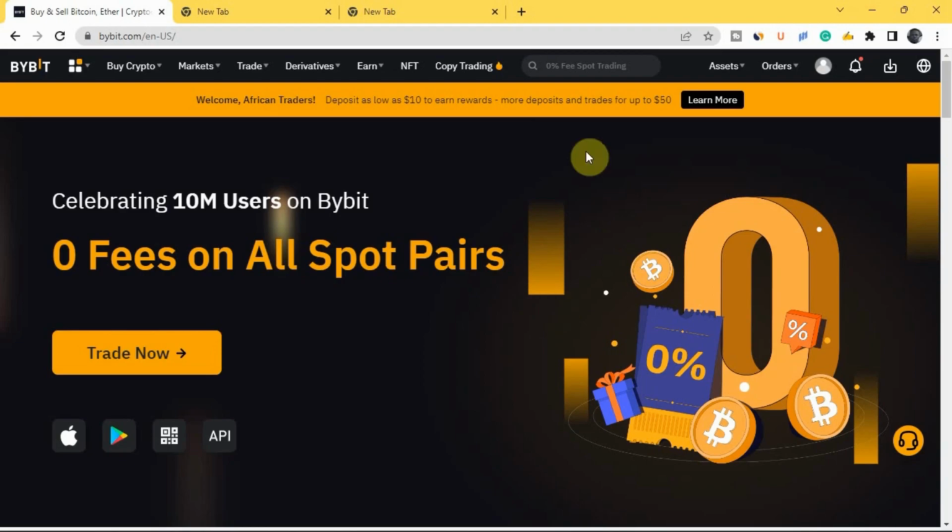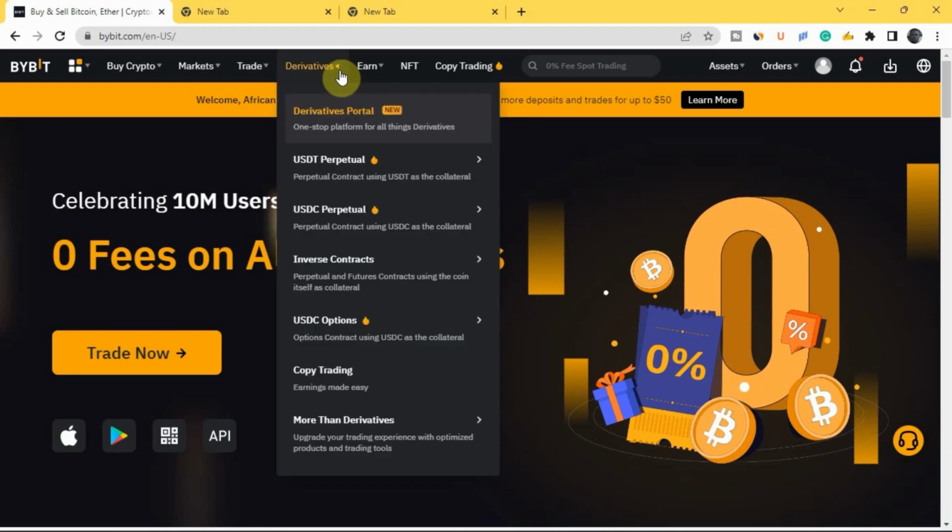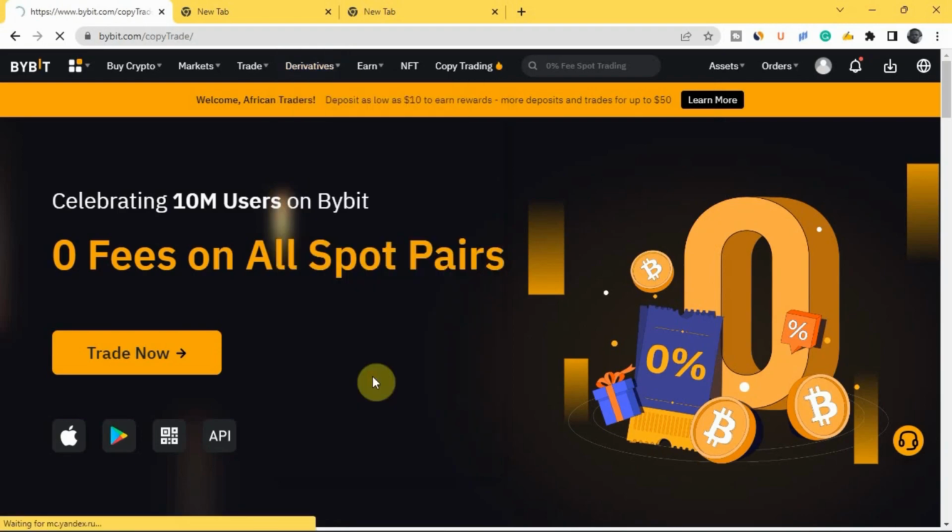So I'm on my Bybit account, as you can see on the screen. The first thing you need to do is to go to where you have derivatives right here. So once you come to where you have derivatives right here, you scroll down to where you have copy trading, and then you open a copy trading page.